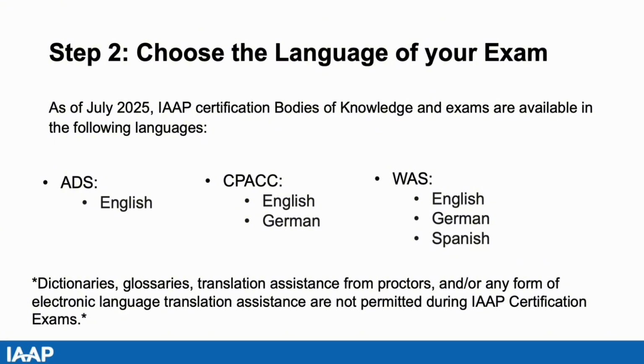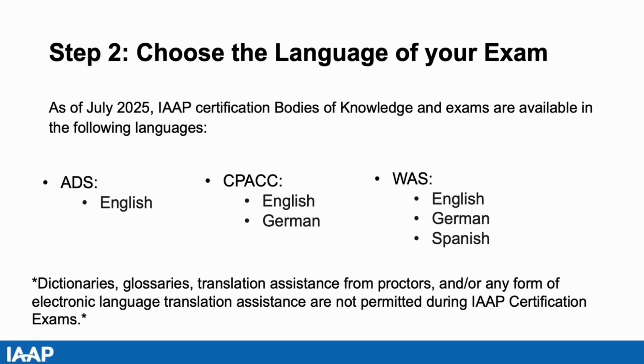IAAP is currently expanding our language offerings. Please check back for updates. Updates are posted in our newsletter and the announcement section on the IAAP homepage. As of July 2025, IAAP certification bodies of knowledge and exams have been translated and are available in the following languages. The Accessible Document Specialist, ADS, is available in English. The Certified Professional in Accessibility Core Competencies, CPAC, is available in both English and German. The Web Accessibility Specialist, WAS, is available in English, German, and Spanish.